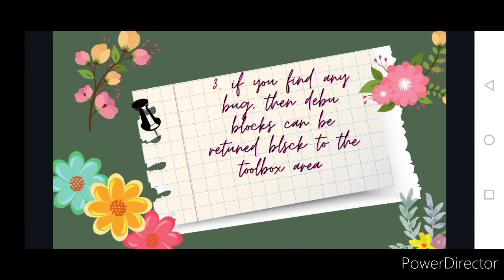Now, when we say returned, if we want to return the blocks, we simply carry the block, drag and drop it in the toolbox area. If you find any bug, then debug. Blocks can be returned back to the toolbox area. Like I said, either dragging and dropping it back to the toolbox area or removing it and keeping it in a separate place. Now, that is how it's very easy to debug. That is how we are going to debug in class.